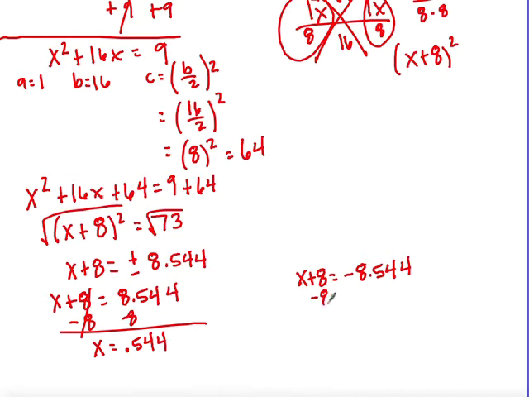Over here, I'm going to subtract 8 from both sides. And whenever I do that, I'm going to end up with x equals negative 16.544. So my two answers would be x equals 0.544 and x equals negative 16.544.